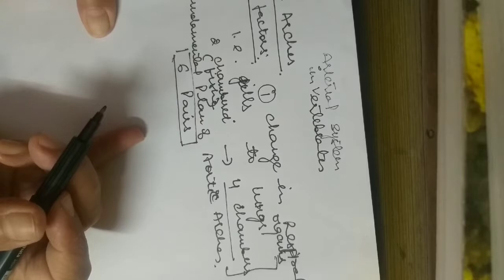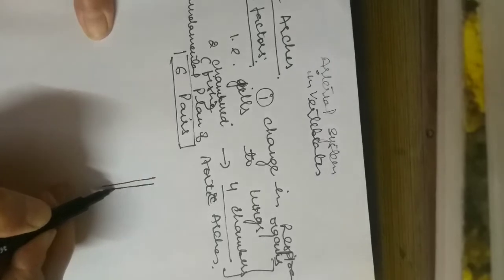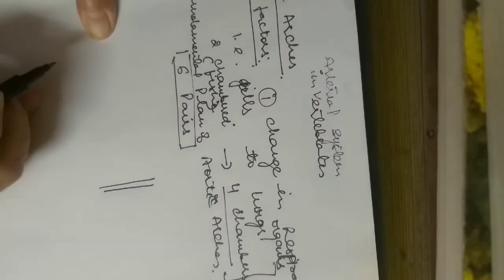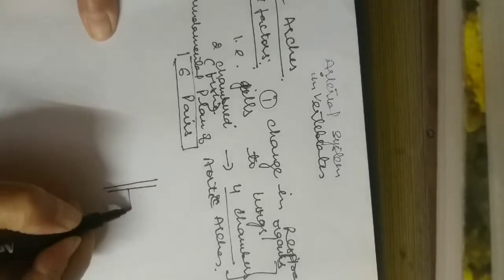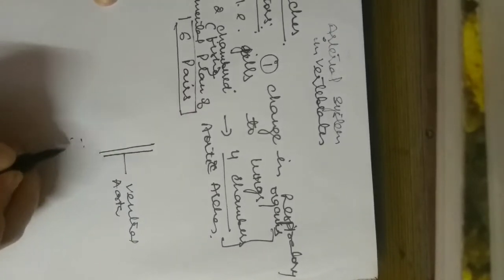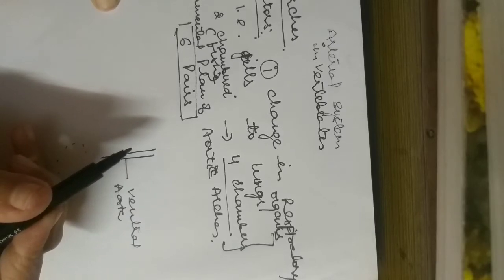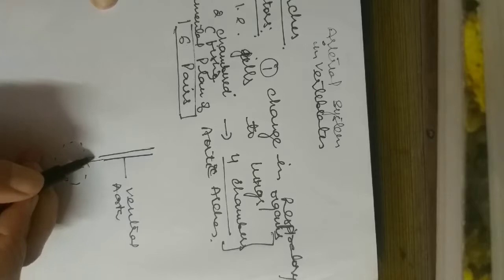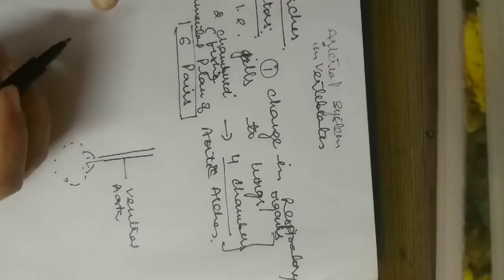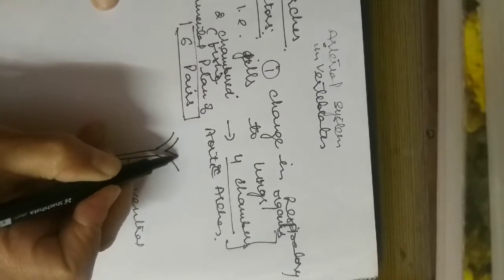The first indication of aortic arches in the embryo is the formation of a vessel. This vessel is called the ventral aorta, and it is formed right in front of the heart. This ventral aorta would join the conus arteriosus at the back, and in front it would divide into a pair of vessels.